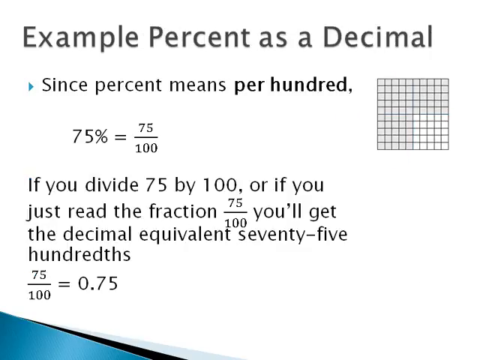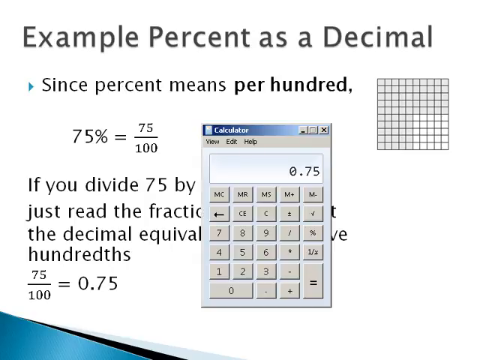Now, since percent means per 100, 75% equals 75 per 100, or 75 over 100. And if you divide 75 by 100, remember, every fraction is a division question. That will give you a decimal answer, 0.75.